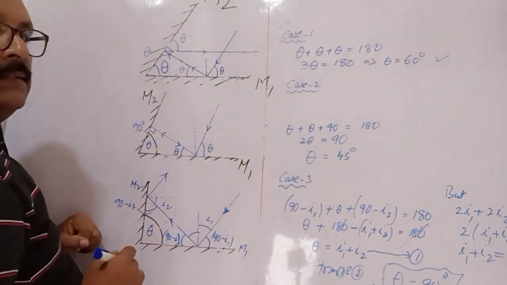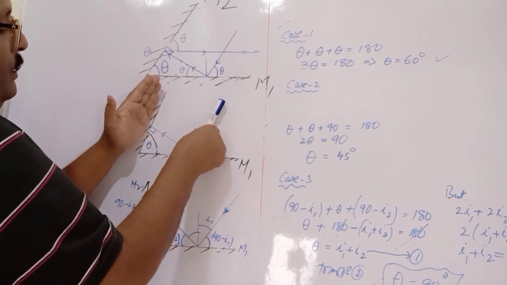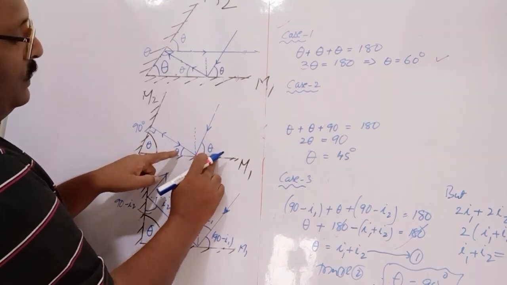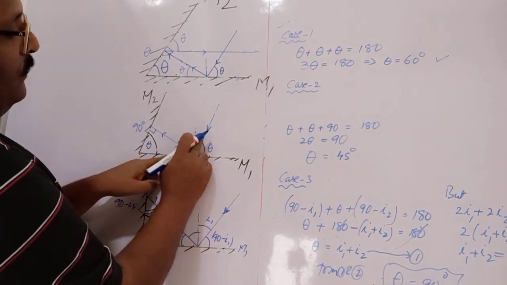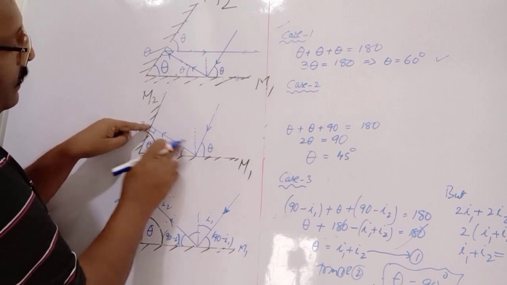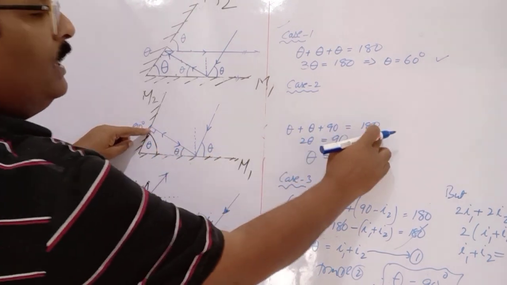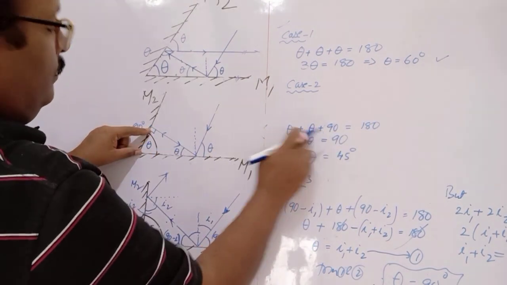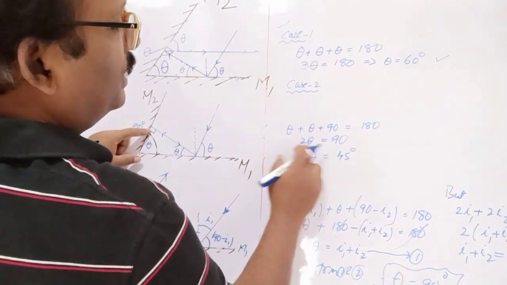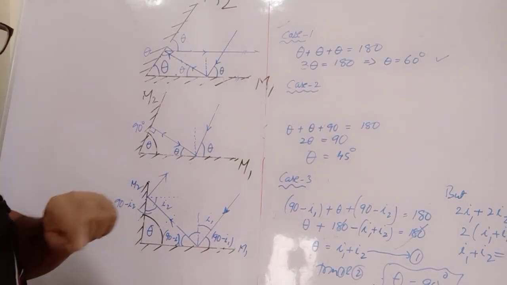Let us see the second case. The incident ray is parallel to the second mirror, so that these two angles must be equal. If this is the glancing angle, this could also be the glancing angle, because the angle of incidence equals the angle of reflection. But here, the ray is retracing its path, so this angle must be 90 degrees. So the sum of these three angles must be 180 degrees. Theta plus 90 degrees, because it is retracing its path, must be 180 degrees. 2 theta is 90. Theta will be 45 degrees.